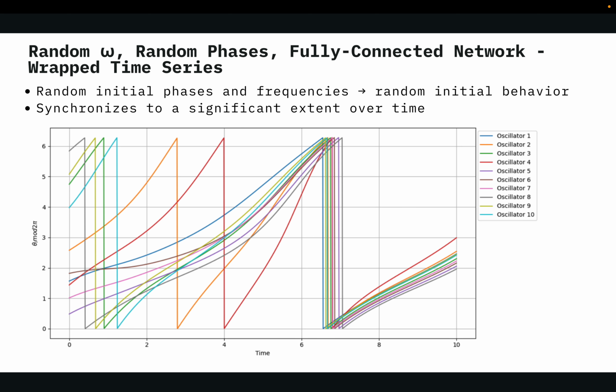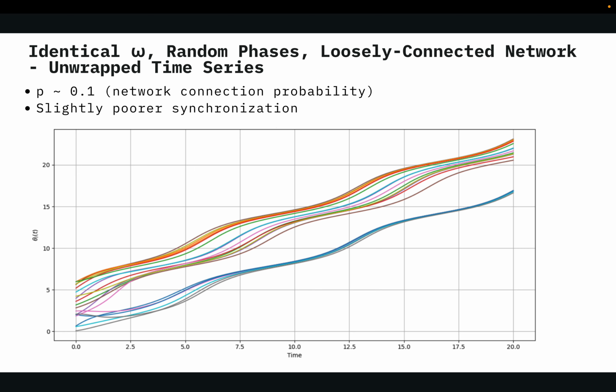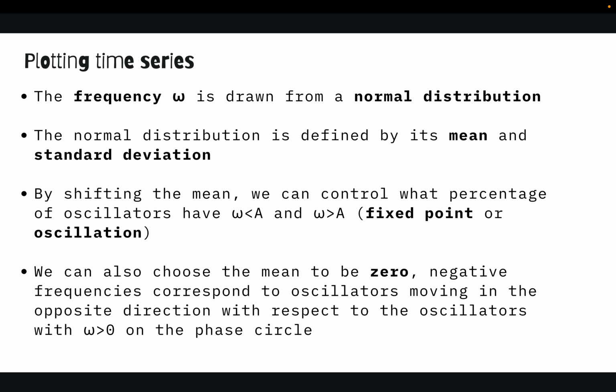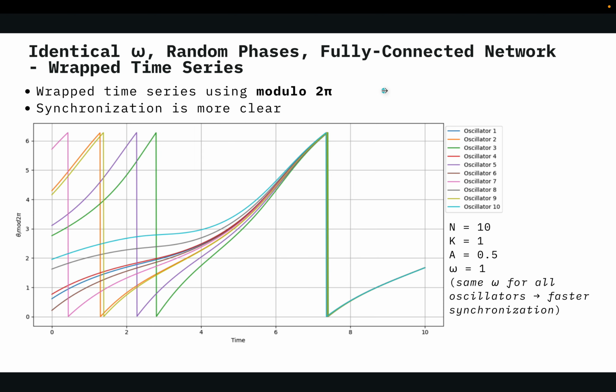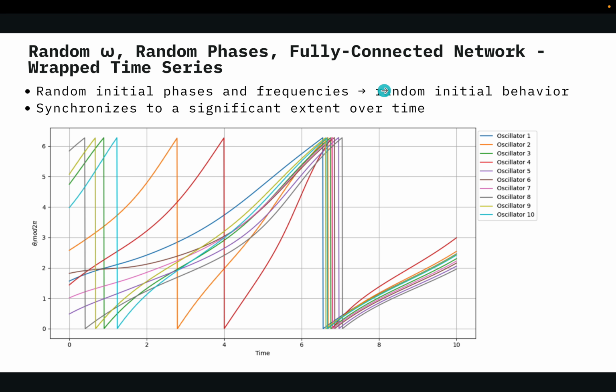Now we have everything random: random omega, random phases, but a fully connected network. This is basically the same thing we started with, random omega, random phases, fully connected network, but now we're looking at the wrapped time series instead of the unwrapped. We already discussed this.